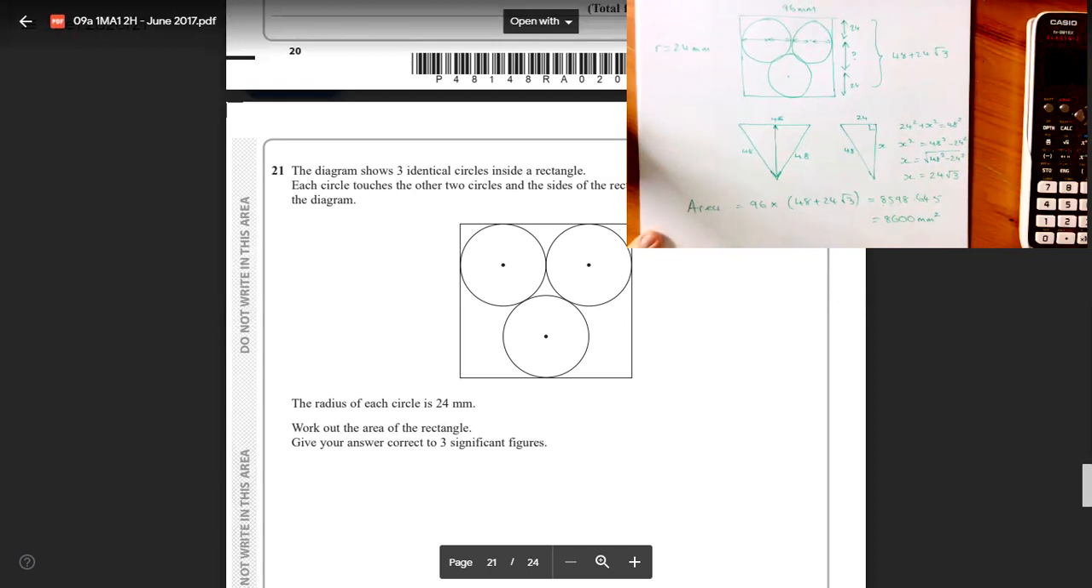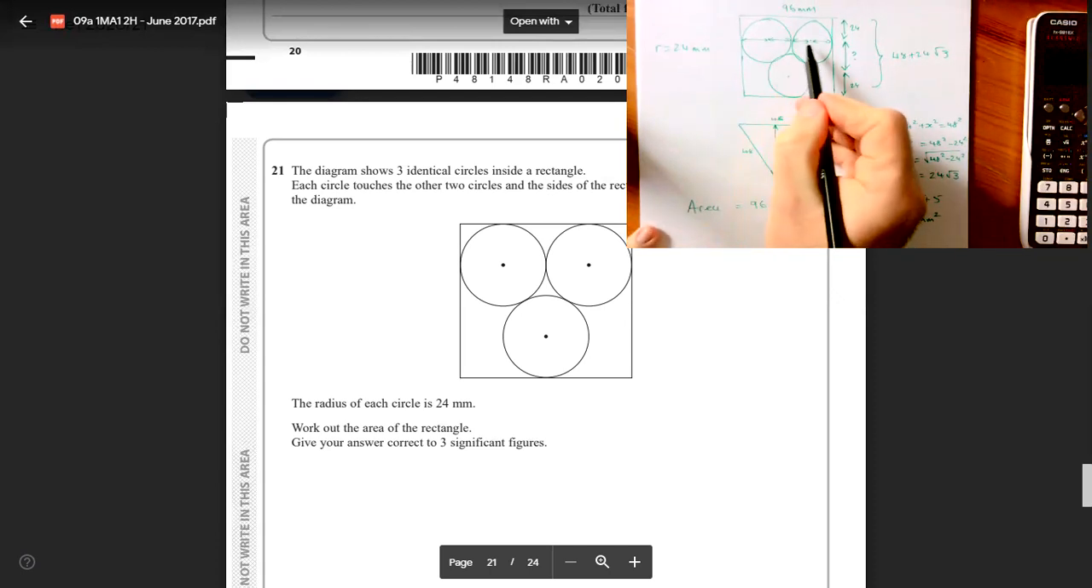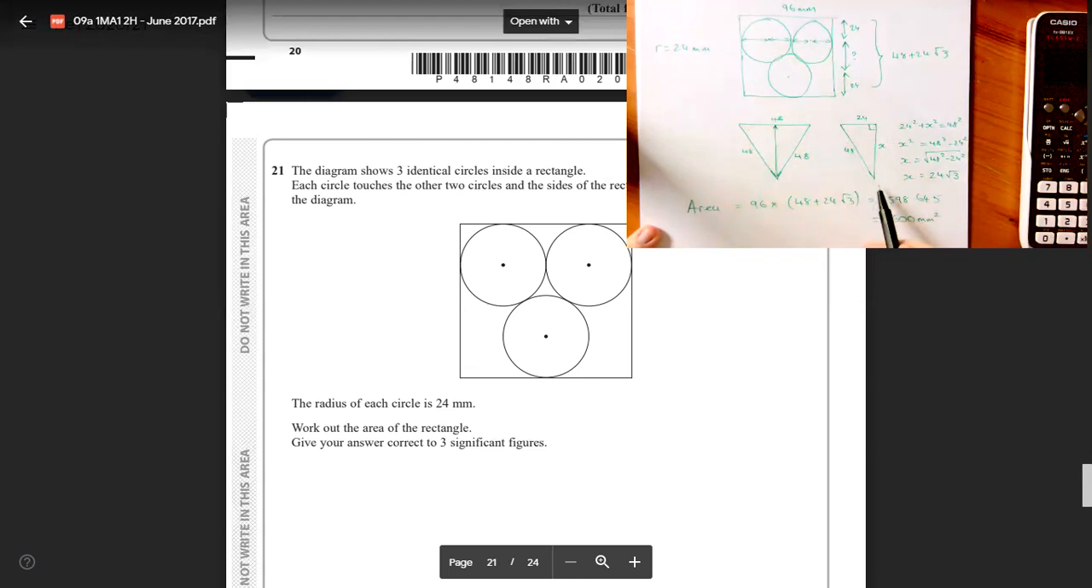Once you see what the question is, it's not a difficult question, but it's seeing this triangle in here that's an equilateral triangle, which you can then split into a right angle triangle to find the vertical height.